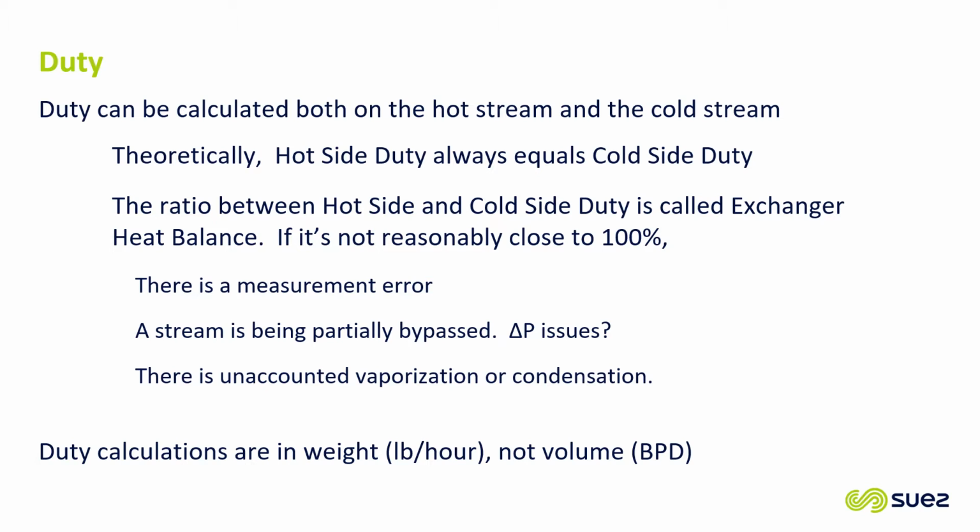So here's some really important stuff. Duty can be calculated on the hot stream and on the cold stream of any given heat exchanger. Theoretically, the hot side duty always equals the cold side duty. The ratio between the hot side and the cold side duty is called exchanger heat balance. If it's not reasonably close to 100%, there's something wrong. Either there's a measurement error, or the stream is being partially bypassed, and that could be happening because there are DP issues in the heat train, or there is unaccounted vaporization or condensation. So anytime the hot side and the cold side don't agree with each other, there's something going on.